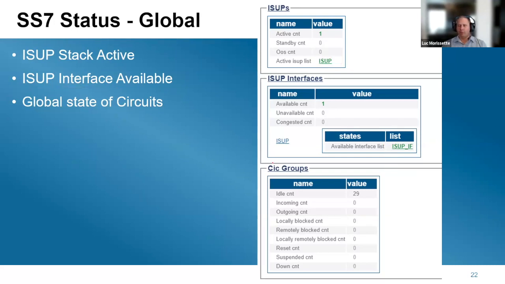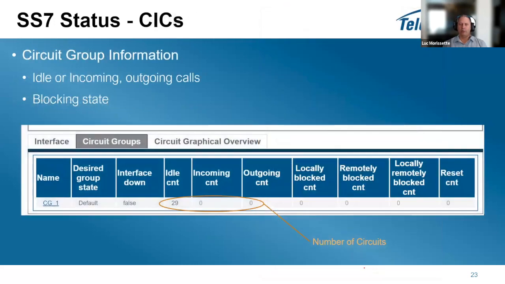And then you have the global circuit state. Here it's just all the time slots, all the CICs of all the ISUP interfaces. So it's just a global view. You can see how many are ready to be used, so idle, and how many are incoming, currently outgoing, blocked, in reset mode, or down. You can see the status globally.